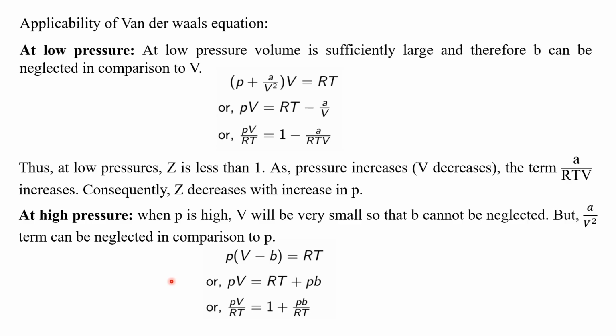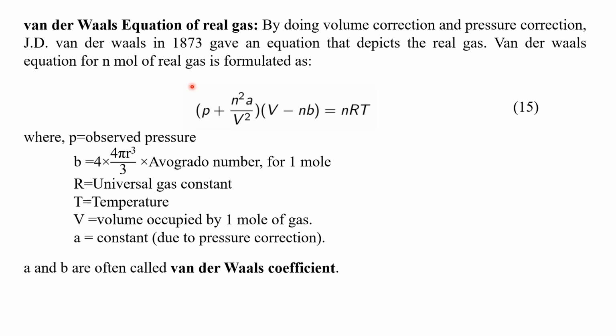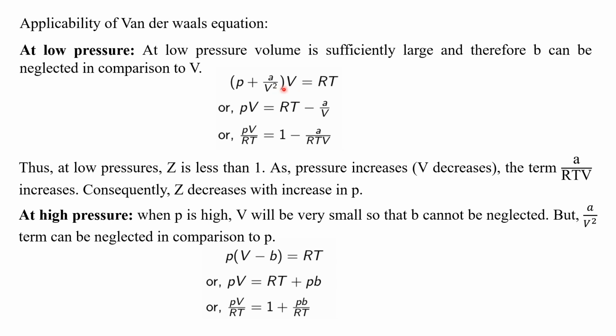Now let's see how we can apply the van der Waals equation. At low pressure, volume is sufficiently large, and therefore b can be neglected in comparison to V. So here you see at low pressure, volume is quite large. So V minus nb, we can write simply V, because the value of V is much higher than nb. So we get P plus a by V squared, times V, equals RT for 1 mole.